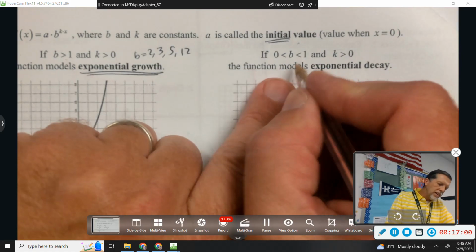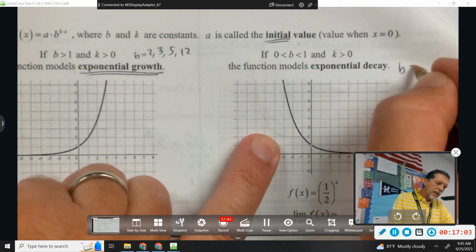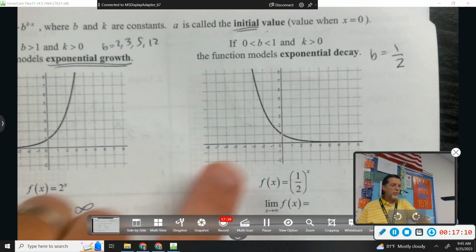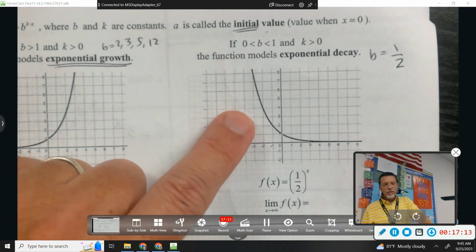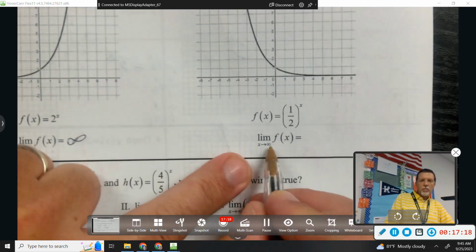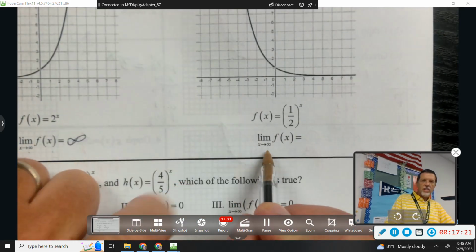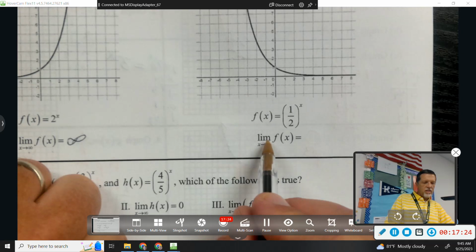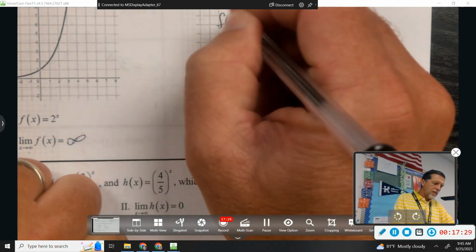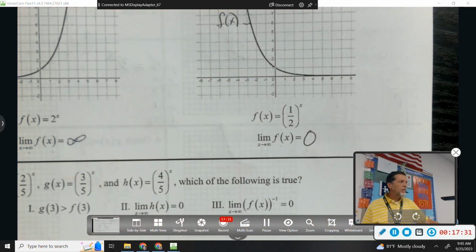But if B is between 0 and 1, like if B is a half, like the half-life formula, chemistry people, where it's exponential decay, right? Every 10 minutes you lose half of the amount, something like that. What's the limit as x approaches infinity of this function? Here's the function, here's the graph. The limit is 0. The function approaches 0, which means we can say the limit equals 0.